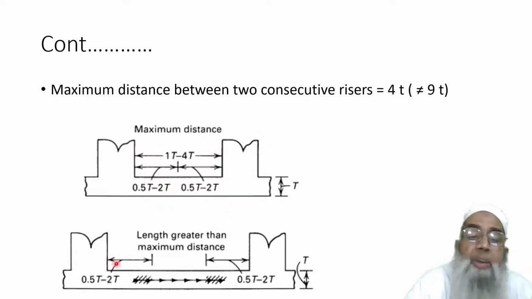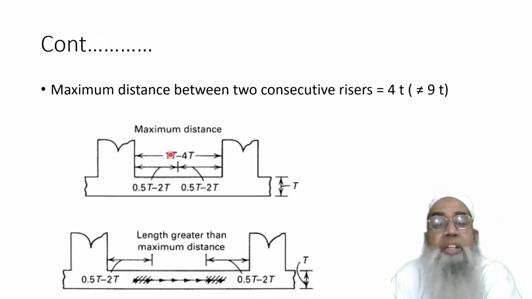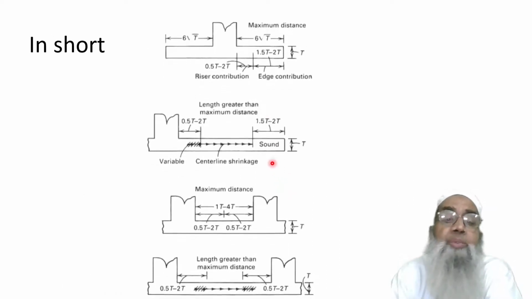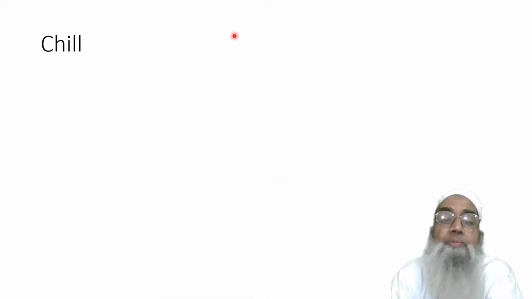Therefore, copying to the same previous slide, one riser will compensate up to this distance, up to 2t, and another riser the same value. Therefore, the maximum distance these two risers compensate will be 1t to a maximum of 4t, where t is the thickness of the side of the bar.